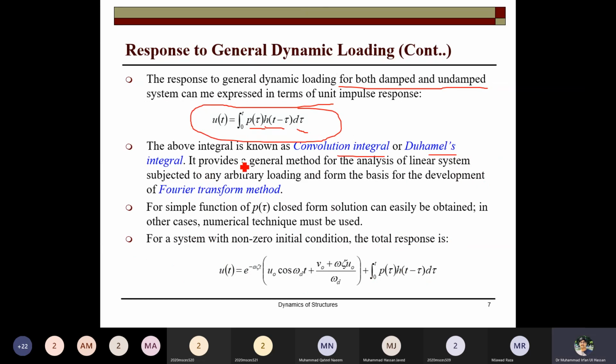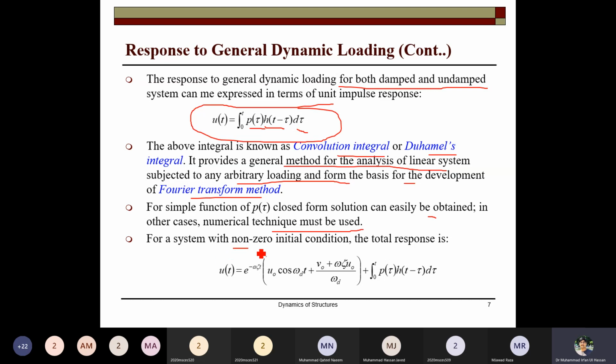It provides a general method of analysis of a linear system subjected to any arbitrary loading. You can apply the Fourier transform method also to solve this integration problem. For simple functions P(tau), a closed form solution can easily be obtained. In other cases, numerical techniques must be used. If the function is simple, a closed form solution is possible. Otherwise, other techniques can also be used.